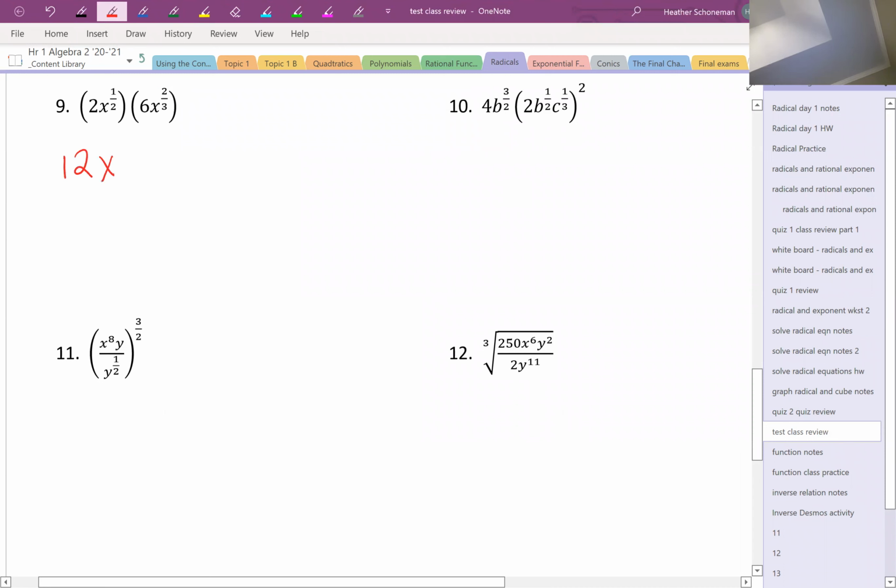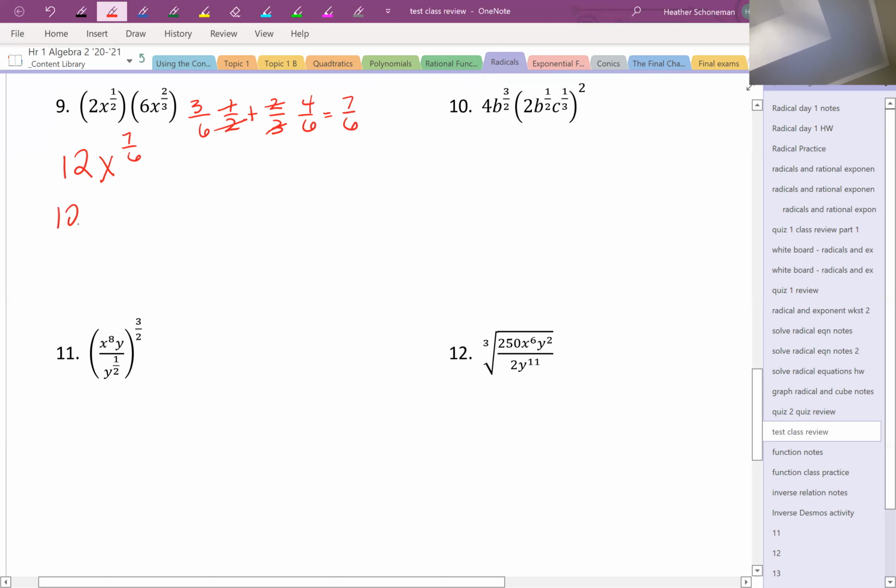And then with the x's, they have the same base, and we're going to add the exponents. So to add the exponents, we need common denominators. So they're going to be 6. So 1/2 is 3/6, and 2/3 is 4/6. So we add them together, we get 7/6.